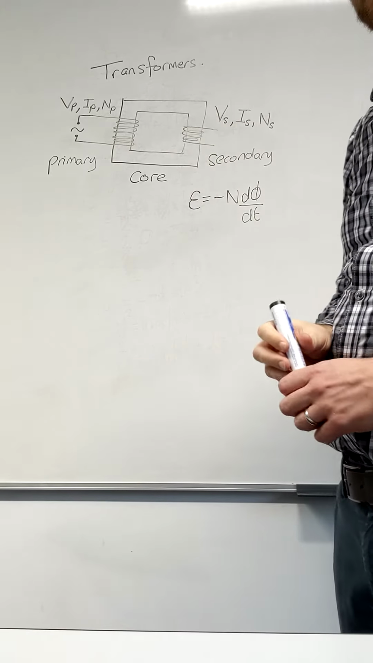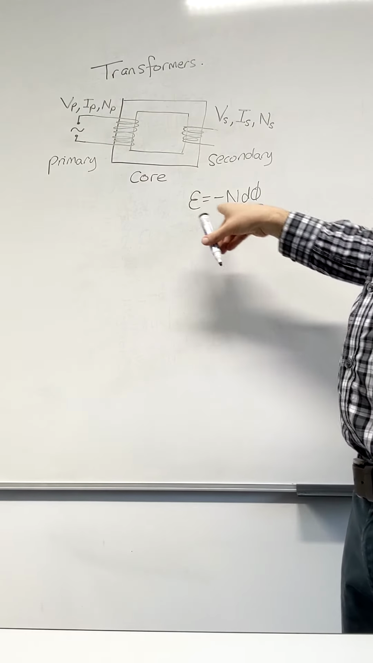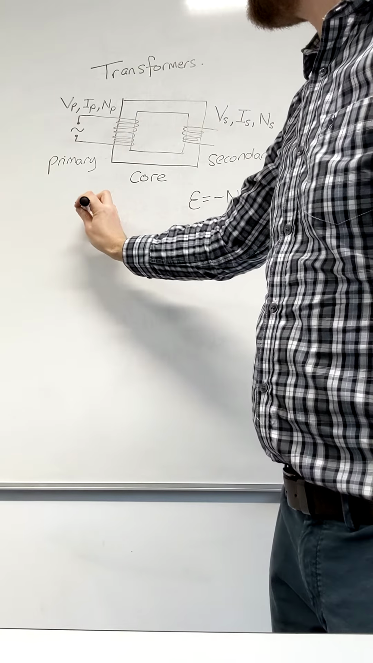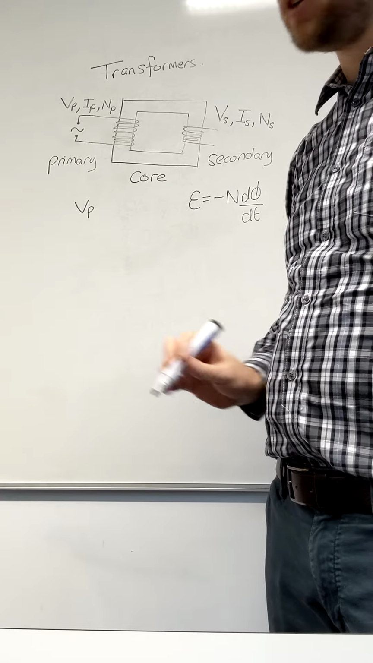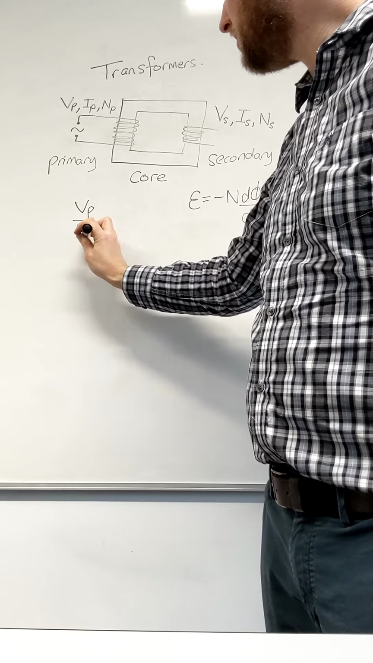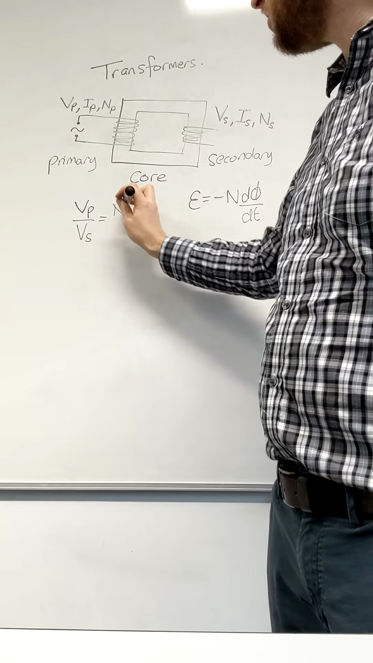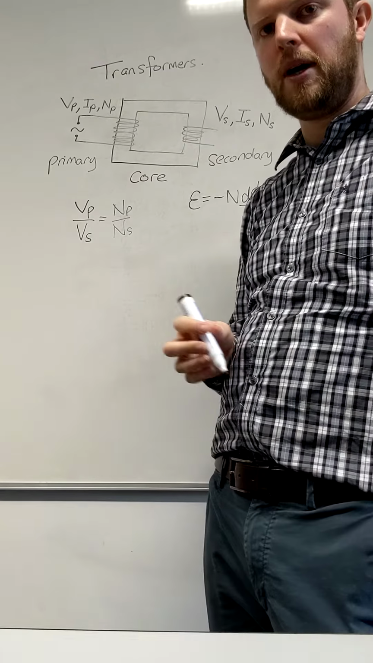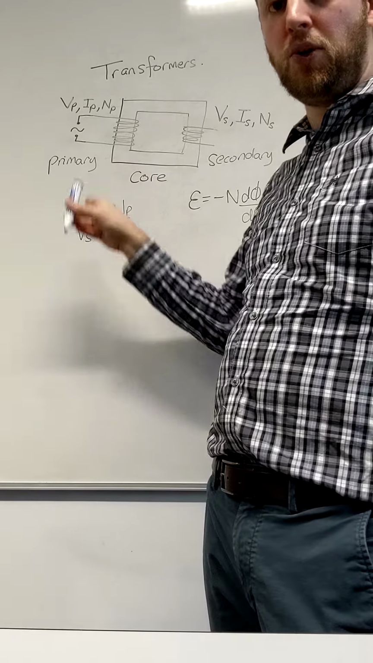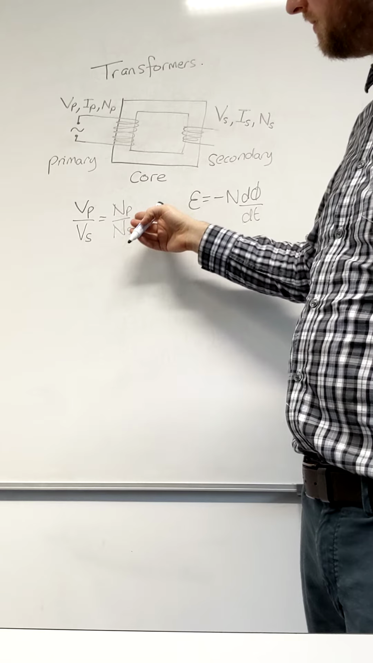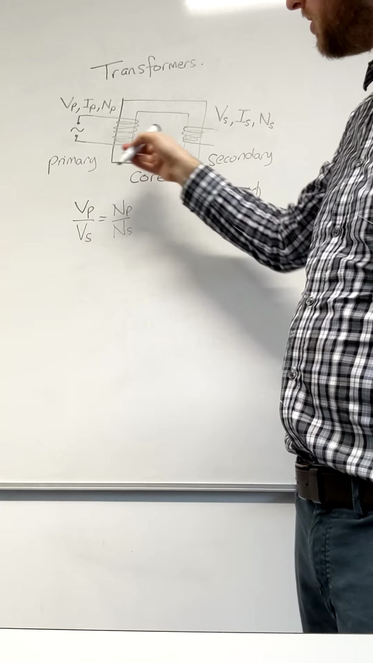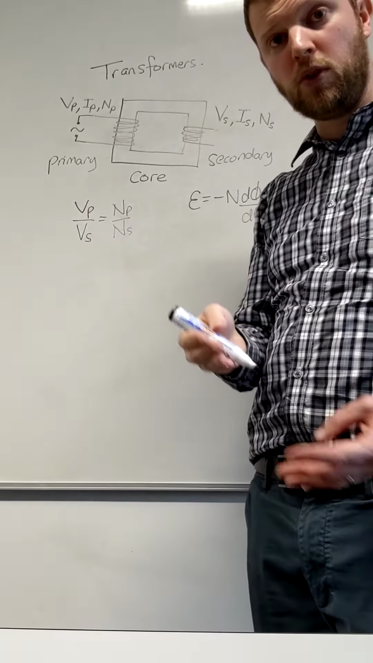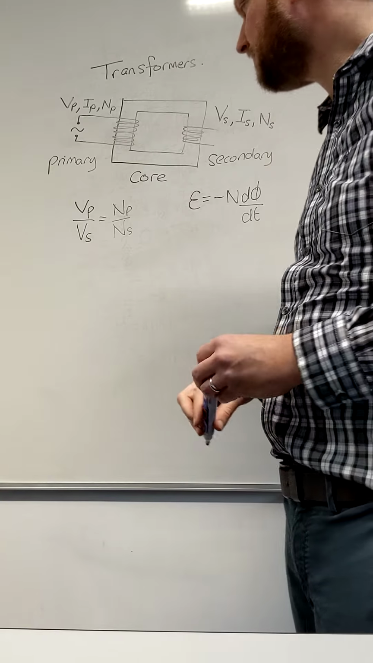Now, we can write down a few equations. We know, and it comes back to this equation, because the EMFs are proportional to the number of turns, we can say that the potential difference at the primary coil divided by the potential difference at the secondary coil is equal to the number of turns at the primary divided by the number of turns at the secondary. This is sometimes called the turns ratio. So if this was 4, that would mean there were 4 times as many turns on the primary as the secondary, then the voltage at the primary would be 4 times the secondary. In other words, the voltage would be decreased by a factor of 4.